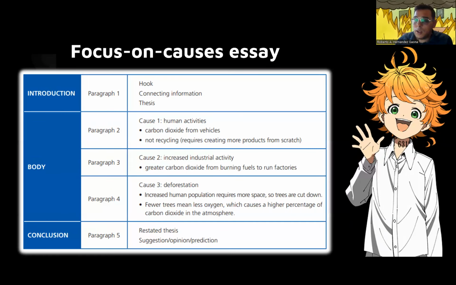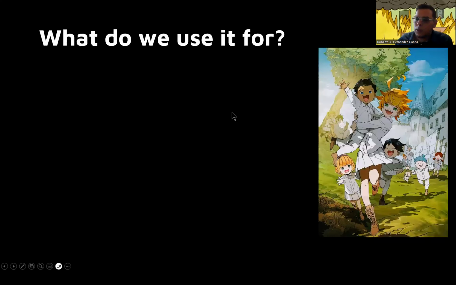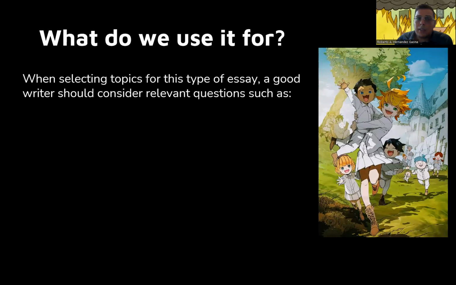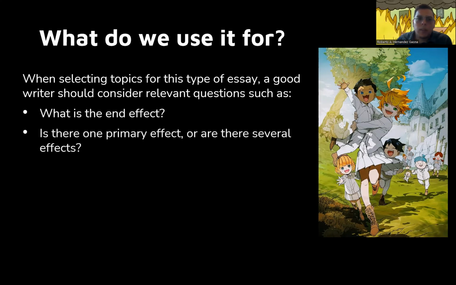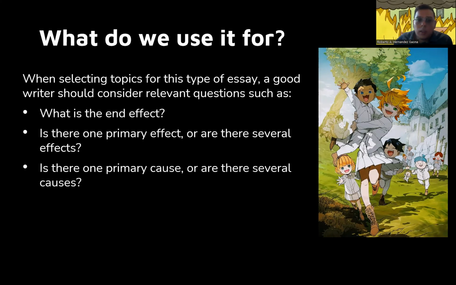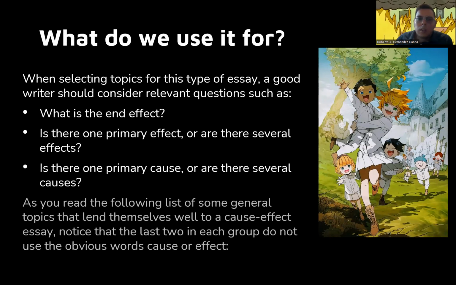Make sure that when you are writing your essays, you only focus on the ones that you mentioned already at the beginning. Okay. Now, next one. When you select your type of essay, you have to make sure that you remember some questions. In this case, we have a couple here. What is the effect? What is the end effect? I mean, is there one primary effect, or do you want to focus on several? And do we have one cause, or do you have several causes? It depends on what you want to write about, and like I mentioned, that's going to determine what you want to focus on. Okay.